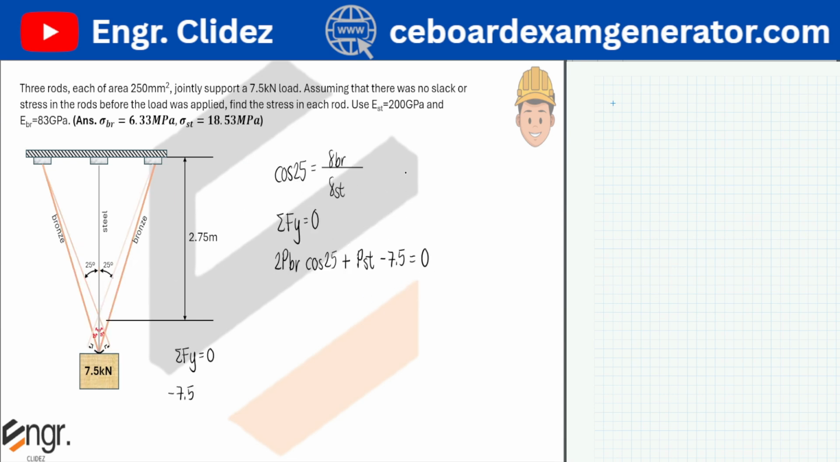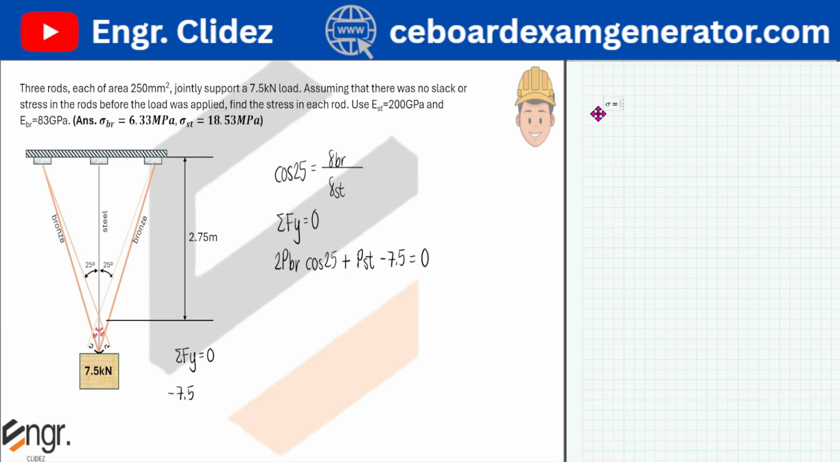Now from our basic formulas, stress is equal to force divided by the area. Rearranging this, if we want to develop a formula for the force in terms of the stress and the area, then the force would be equal to stress multiplied by the area of the cross-section. So for our statics equations, we have summation of forces along y equal to 0. We have 2 PBR multiplied by cosine 25, then plus the force in the steel rod minus 7.5. We set this to 0.